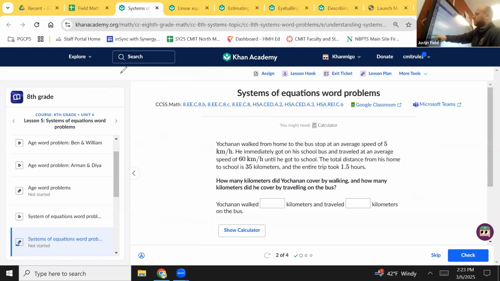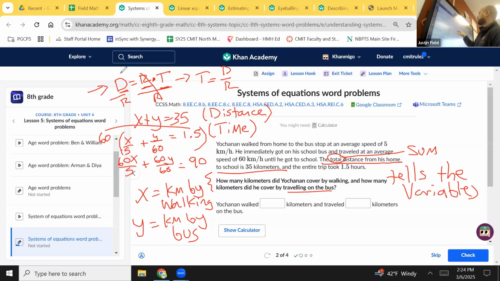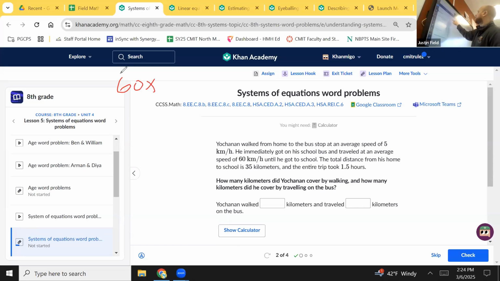So now I just forgot what it was. Okay. So 60x over 5 plus 60 over 60y equals 1.5. And then, of course, x plus y equals, was it equal? It equals the total distance, which I forgot, 35. Okay. So we're multiplying everything. We multiplied everything by 60.